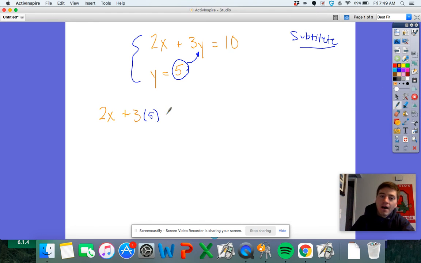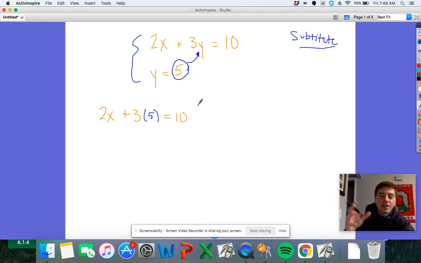Now those parentheses just help you sort things out, keep track of signs and everything, and understand that we're still multiplying here. 3 times 5, because it's 3 times y, so it's 3 times 5 now, because y is 5. And now you can just go through and solve this. Now we know how to solve this by simplifying first, right? 2x plus 3 times 5 is 15 equals 10. Then we get all the variables on one side, so they already are. Then we want all the numbers on the other side.